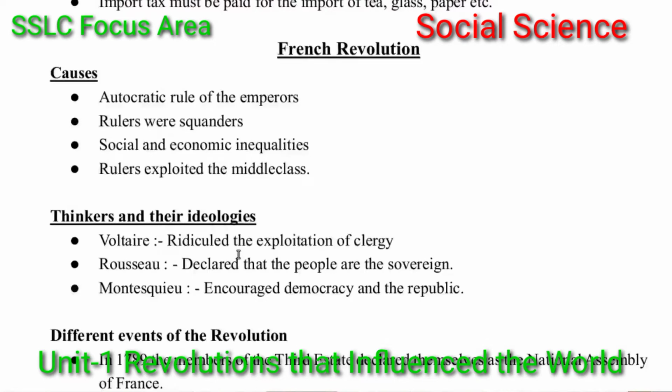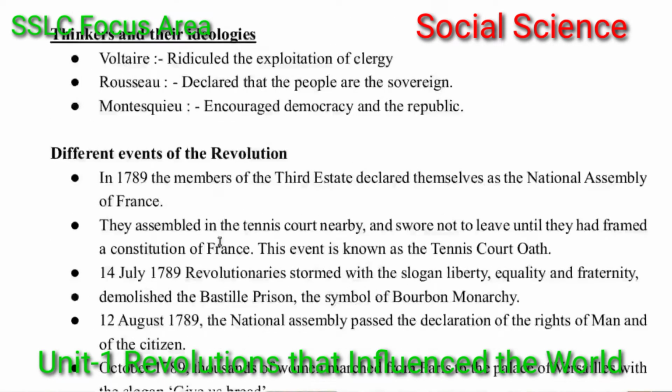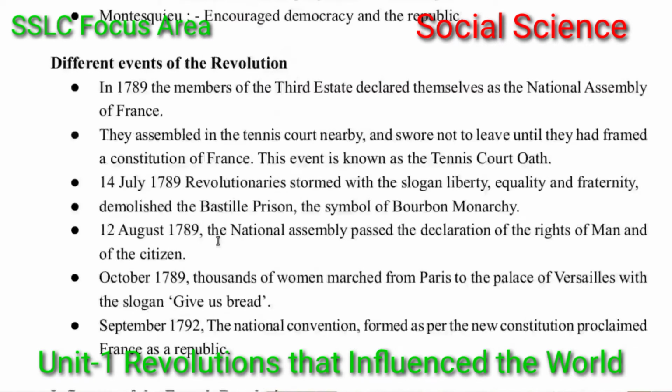Thinkers and their ideologies. Voltaire ridiculed the exploitation by the clergy. Rousseau declared that the people are the sovereign. Montesquieu encouraged democracy and the republic. Different events of the French Revolution. There is a chance of a question: what are the different events of the French Revolution?